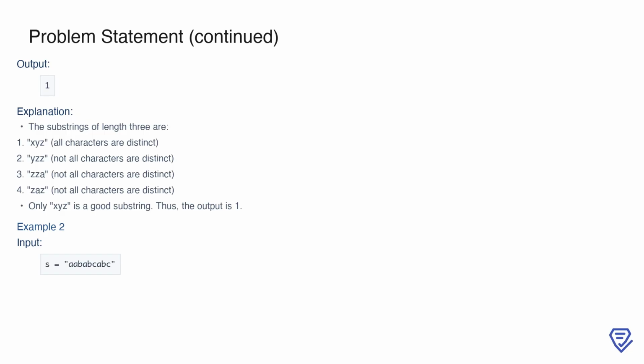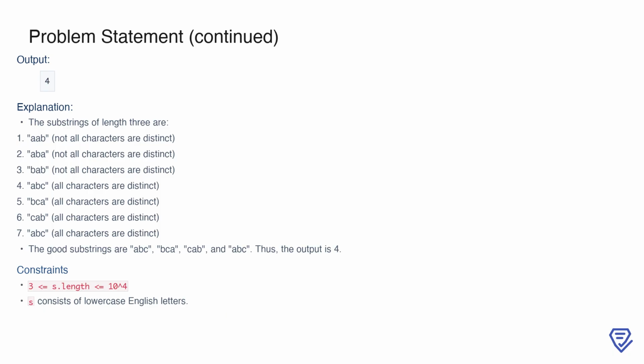Now let's look at another example to further clarify. Take the input string S as aababcabc. The substrings of length 3 here are aab, aba, bab, abc, bca, cab, abc. Among these, the substrings abc, bca, cab, and the second abc all have distinct characters, making them good substrings. The others, such as aab, aba, and bab, are not good because they contain repeated characters. Counting the good substrings, we find there are 4 in total. Hence, the output for this example is 4.